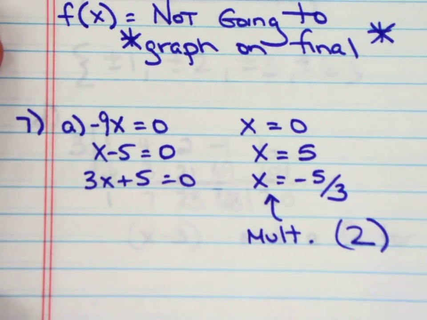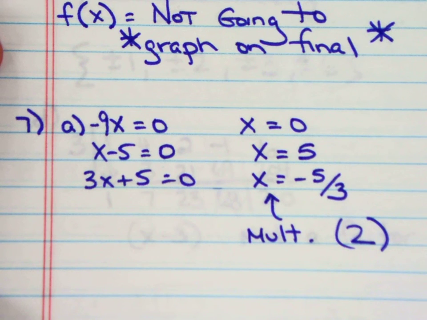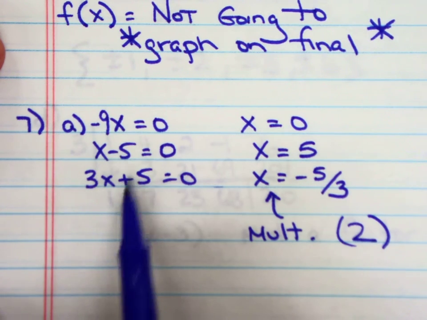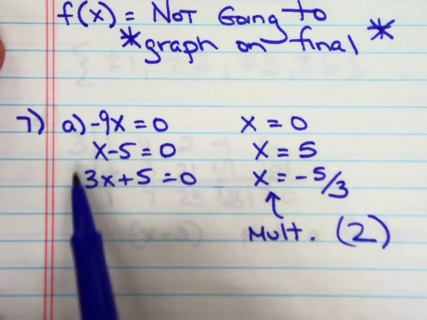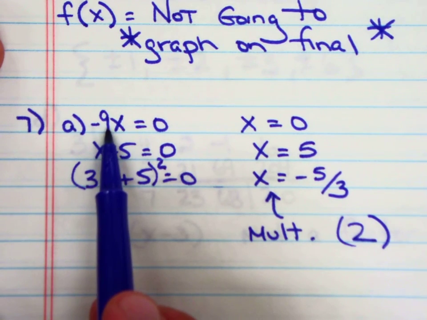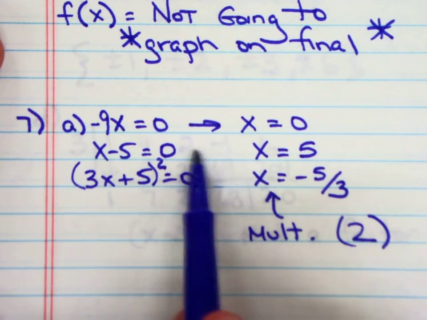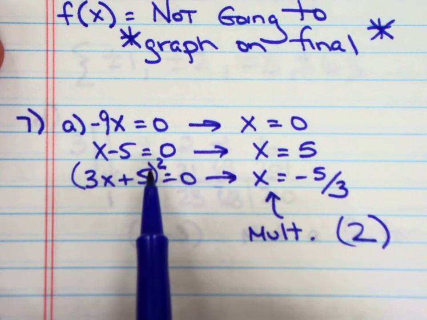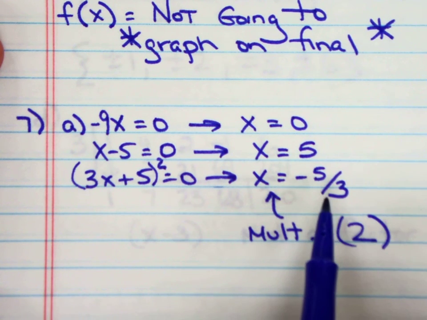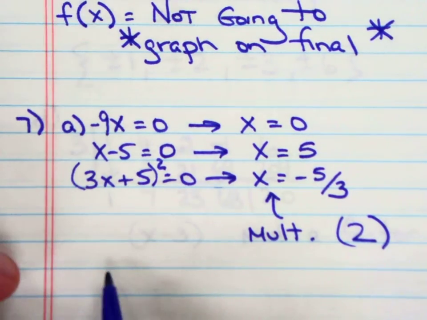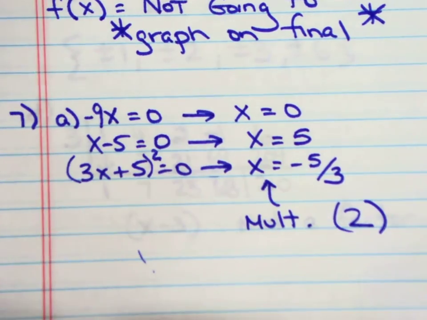Number 7, it says, given those polynomials which are already factored, list the zeros and multiplicity. So you already have it factored. The factors are negative 9x, x minus 5, and 3x plus 5 squared for 7a. So you just set those factors equal to 0, you get x equals 0, x equals 5, and then when you solve this one, you get x equals negative 5 thirds, but since it's squared, that means it's multiplicity 2. Meaning that's where it touches the x-axis and does not cross.